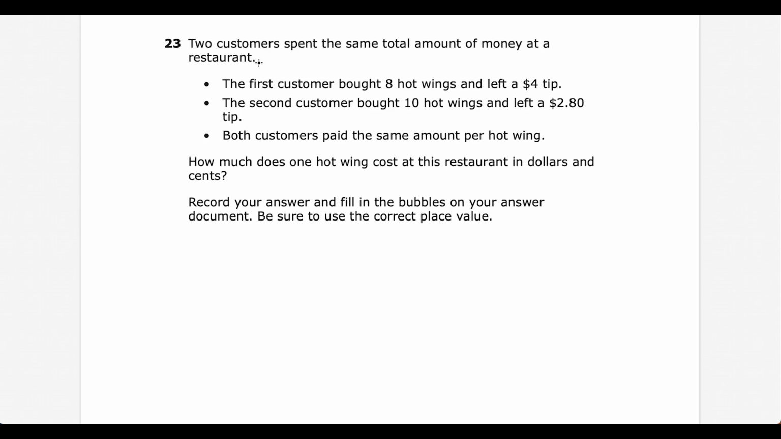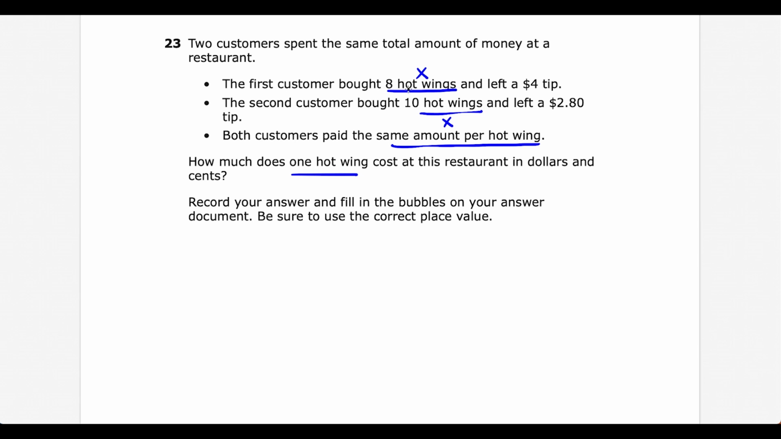So question 23, we have two customers spending the same amount of money at a restaurant. The first customer bought 8 hot wings. We'll call the price of the hot wings X, and left a $4 tip. The second customer bought 10 hot wings, so that's another X involved here, and left a $2.80 tip. Both customers paid the same amount per hot wing, and we want to know how much one hot wing costs at this restaurant in dollars and cents.